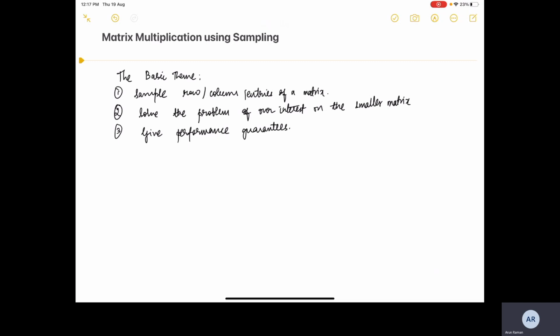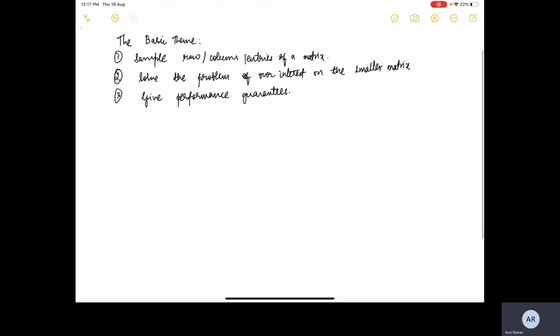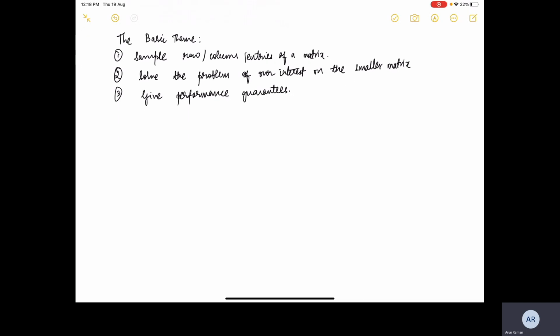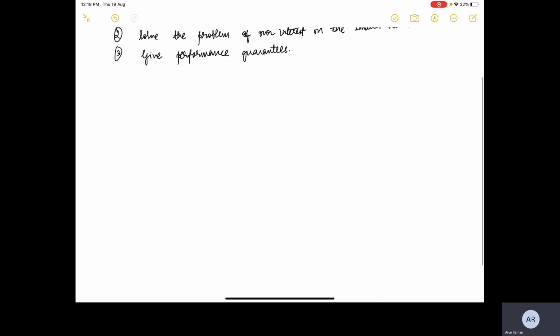Now, since we are not using the whole matrix, we are doing sampling, so there is some approximation going on. We cannot expect the result to be exactly similar to what we would get if we were considering the whole matrix, that is, all the rows, all the columns, and all the entries. So the performance guarantee relates to the approximation, in the sense of how good our sampling scheme is. Today we want to discuss, as we said, matrix multiplication.